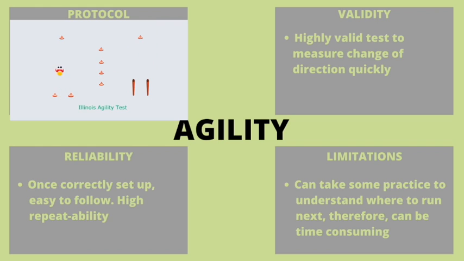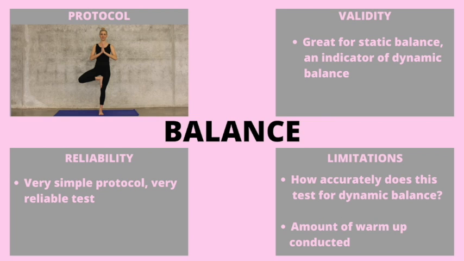The validity, very valid, because it's rapid changes of speed and it measures your ability to do that. Reliability, once correctly set up, it is easy to follow and there's a high repeatability. Limitations, it can take some practice to understand where to run next, therefore can be time consuming. Please note my pain in my voice when I say that, from the amount of years I've spent recorrecting people running the wrong way. So that is a strong limitation with this test. You've possibly run the wrong way yourself before.